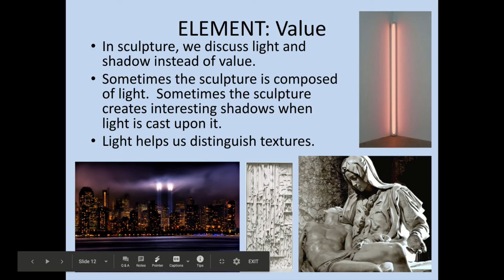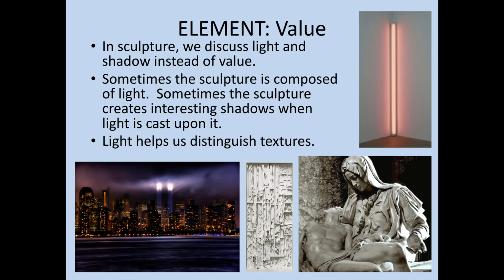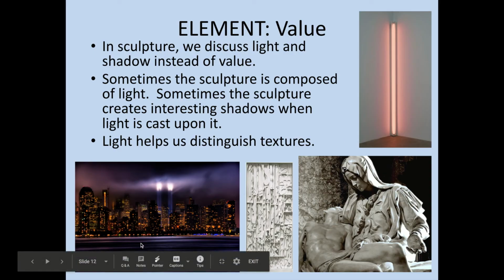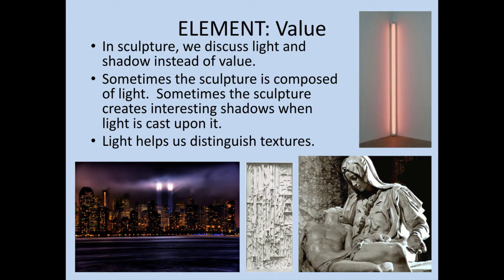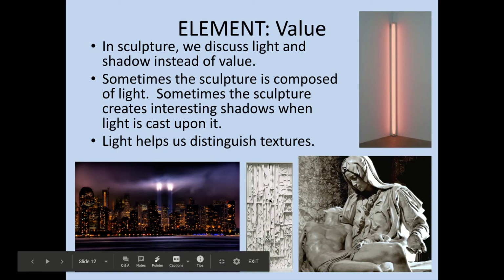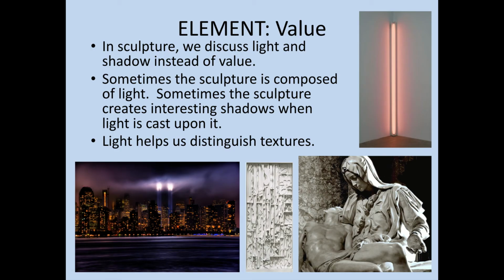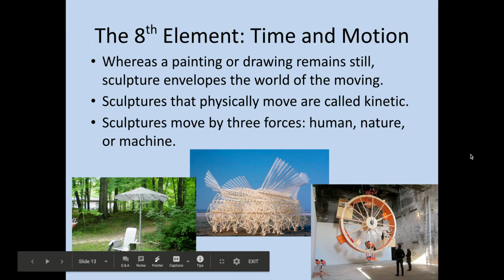And then we have value. So in sculpture, when we talk about value, we talk about light and shadow. So sculptures can be composed of light, kind of like down here at the 9/11 Memorial, or this Dan Flavin piece that has the light here. But you can also talk about it in relation to texture. So if a piece has a lot of texture and it's lit, you can see all the surfaces. Same here with La Pieta. You can see all the surfaces because of the texture. And once again, it has to do with that light and shadow.